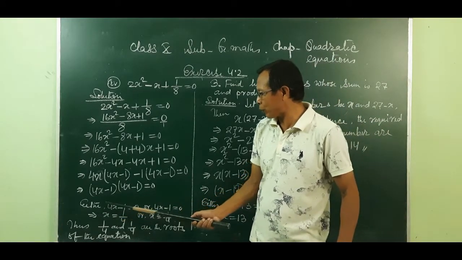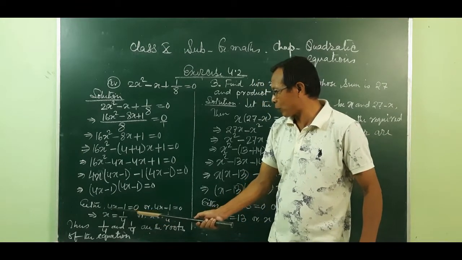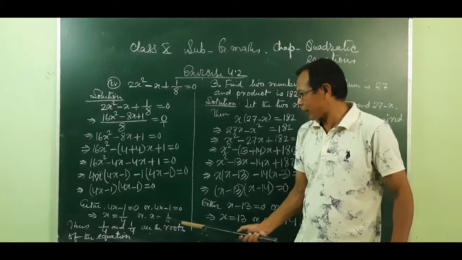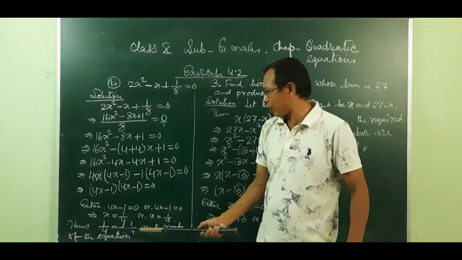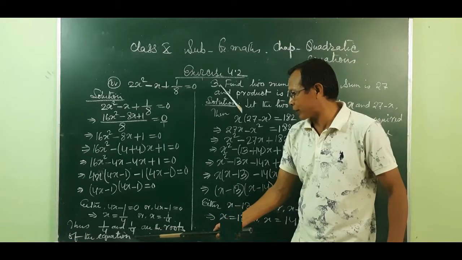Then what to do? You keep only the x here. So how much will come? 1 by this 4 will come here. x equal to 1 by 4. Here is the same thing, x equal to 1 by 4. So thus 1 by 4 and 1 by 4 are the roots of the equation.